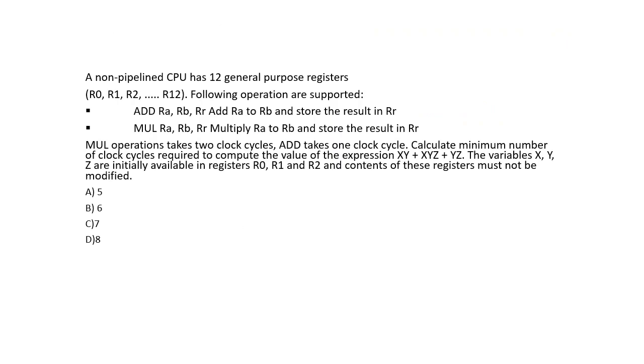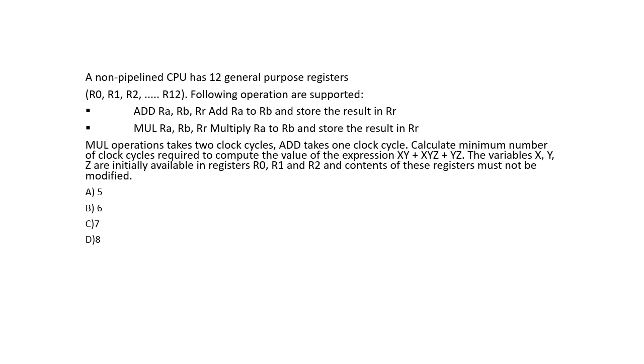This is a previous year ISRO question. A non-pipeline CPU has 12 general purpose registers, R0 to R12. It supports the following two operations: add RA, RB, RR, which means that RA is added to RB and the result is stored in RR. Multiply RA, RB, RR means that the value of RA is multiplied by RB and the result is stored in RR. Multiplication has 2 clock cycles. Addition has 1 clock cycle.